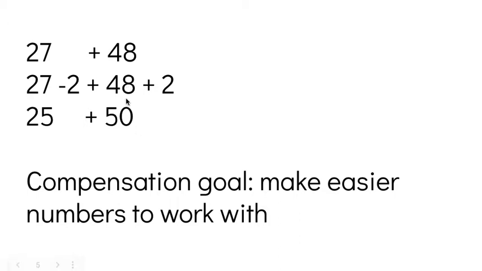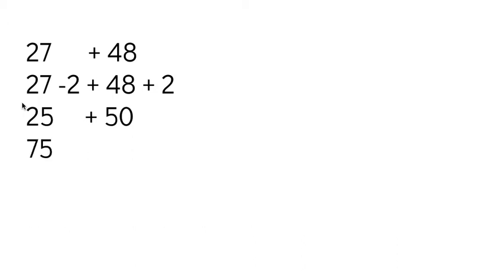So 25 plus 50 is going to be much easier to add, and since I'm good at adding money, I recognize this is like 2 quarters plus another quarter. That's 75 cents. So 25 plus 50 is 75. So 27 plus 48 is 75.